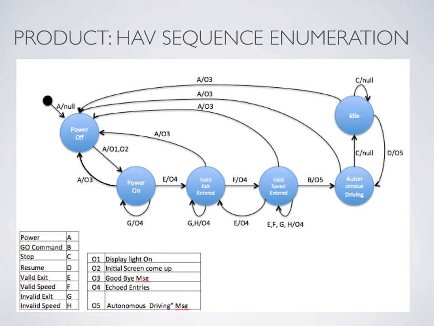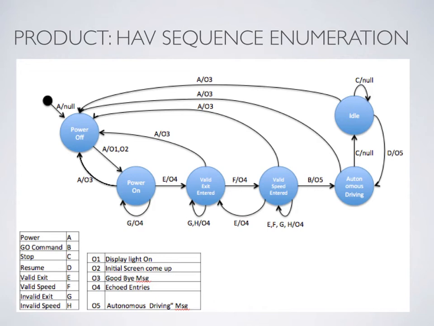This is the sequence enumeration that I came up with. It's very simple. Basically, I'm going to start with power off. We can power on the system. The driver inputs a valid highway exit, and also has to input a valid speed of the vehicle. If the speed of the vehicle is not valid, it will go back to wait for that input.